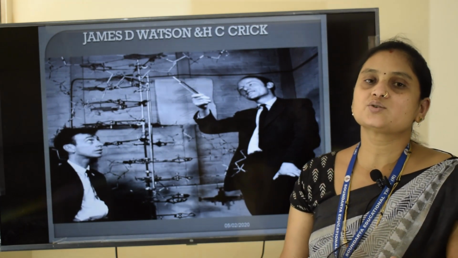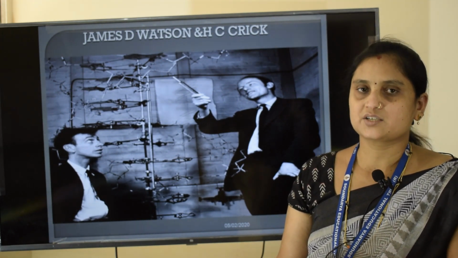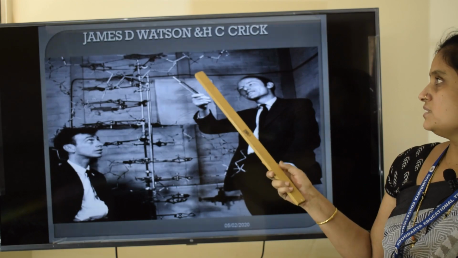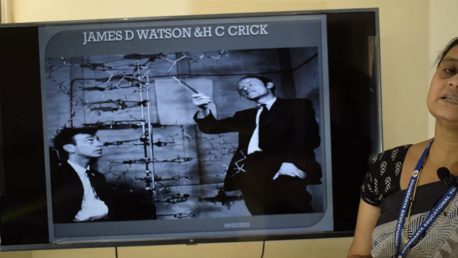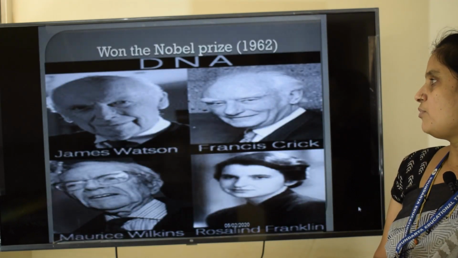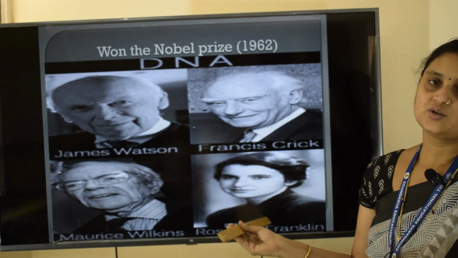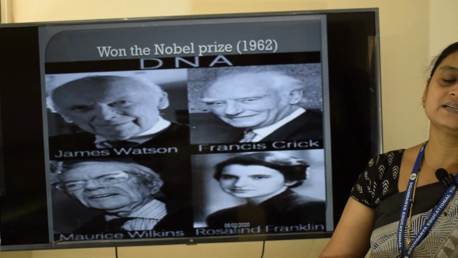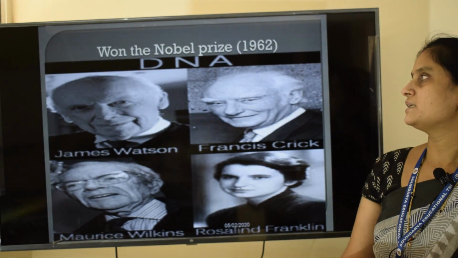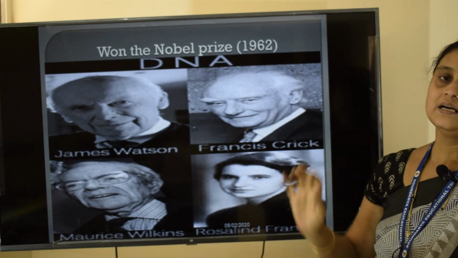First of all, you need to know who proposed the double stranded structure of DNA. The 3D structure of the DNA model was proposed by James D. Watson and F.H.C. Crick in the year 1953. They proposed it with the help of the X-ray diffraction data given by Wilkins and Rosalind Franklin. Later, for their wonderful contribution, they together received the Nobel Prize in the year 1962.